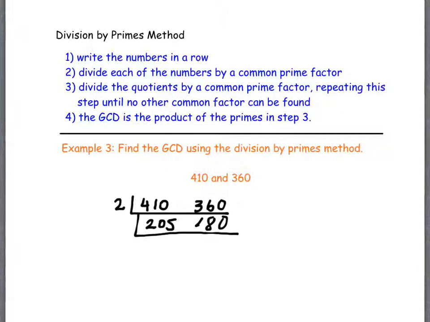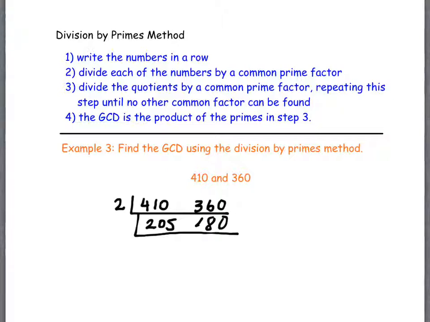But we notice when we do it again that they are not both divisible by 2 any longer. One of them still is, but that's not good enough. We need both of them to be. So the next prime number would be the number 3. Do they both divide by 3? No. 205 does not divide by 3. How come? It adds to 7, right?